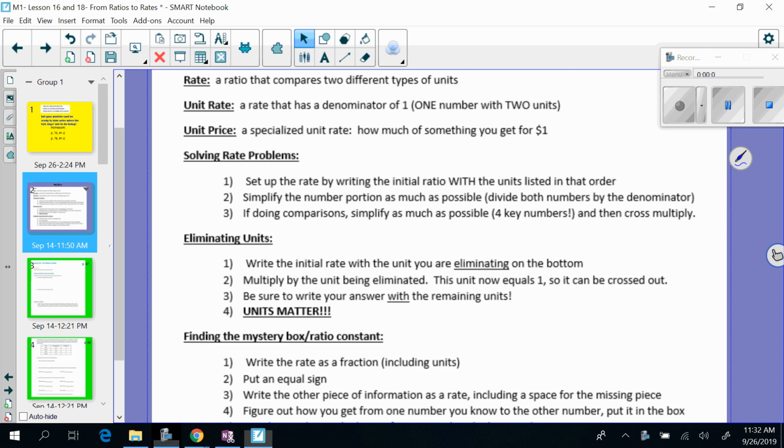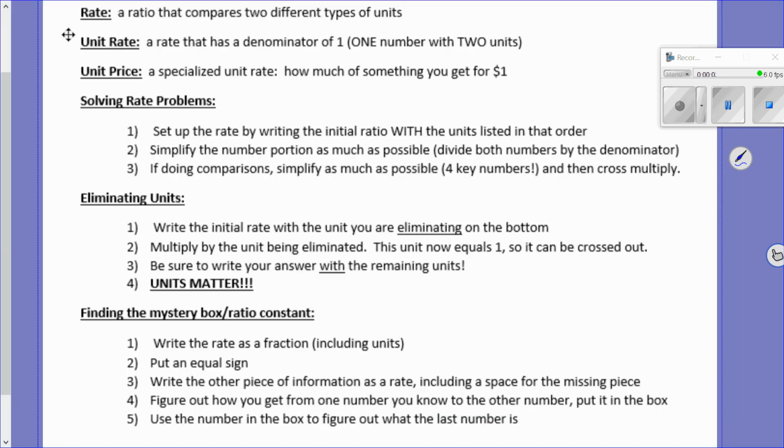Today, what we're going to go through is the next step in ratios. In ratios, we were focused on comparing two numbers by division. A rate is now comparing two units by division. So it's very much like what we have just done, and what we did in ratios is still going to come into play.